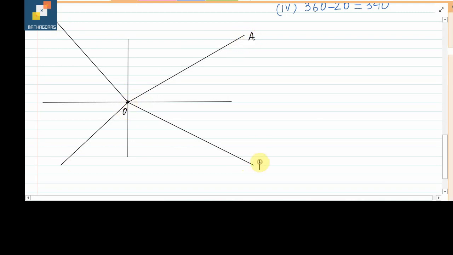Similar question like the previous one, but a little bit modification after the fourth part. So first part, fourth part are same. I'm going to label it. It's O, the origin, point A, point B, point C, and point D. Also, I'm going to label this one north, south, west, and east.